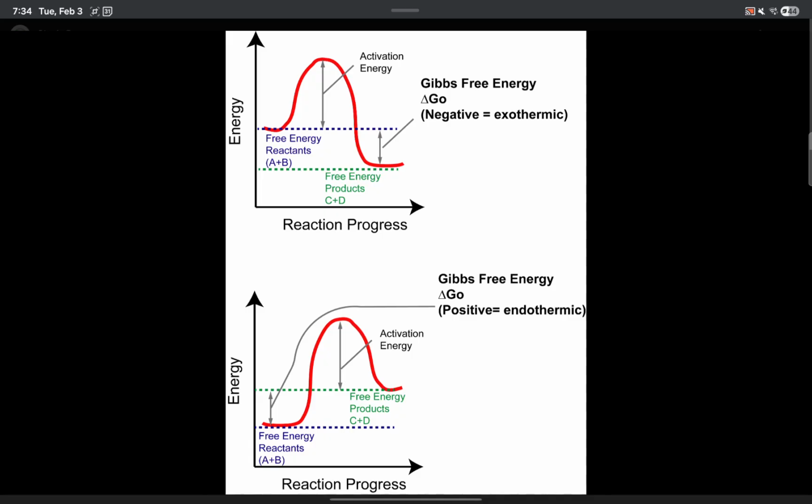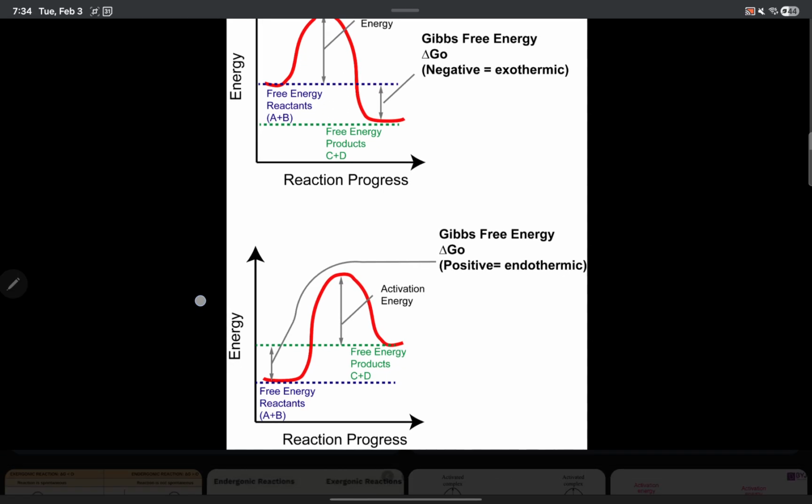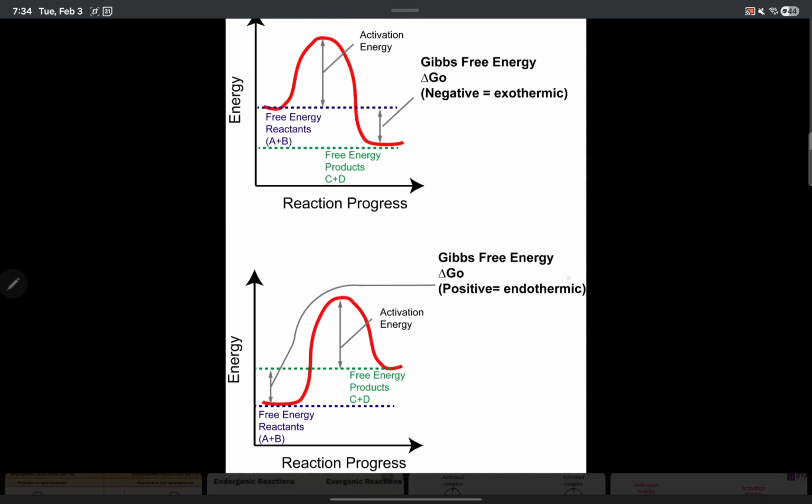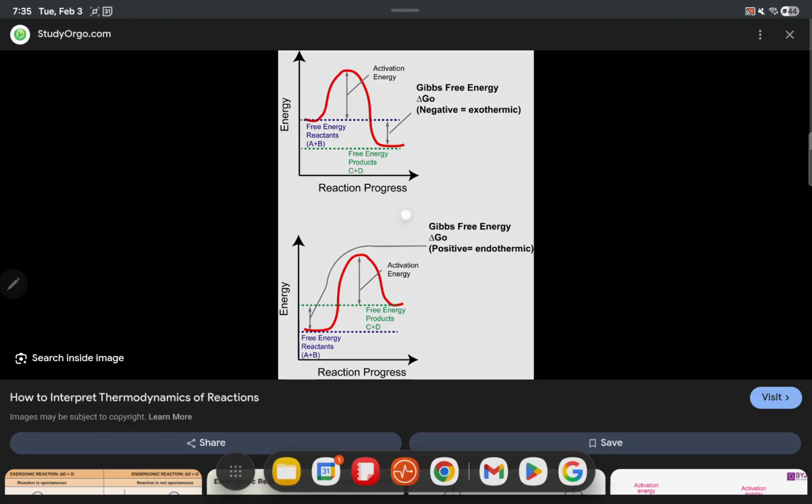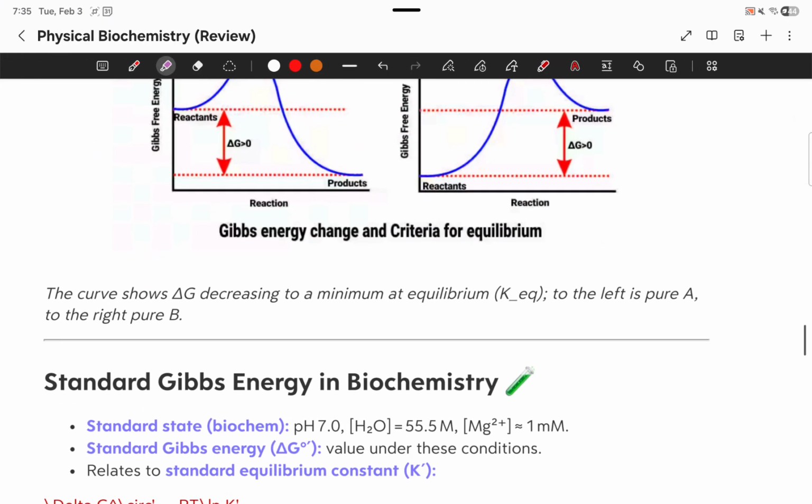We have the negative, which is exothermic. We can tell that Gibbs free energy right here, we are starting from the reactants and making our way through the products, and we're losing energy. Moving on to Gibbs free energy, but endothermic, we have the positive right here. Basically, we are starting with our reactants and moving up towards our products, meaning we require energy. That's about it.